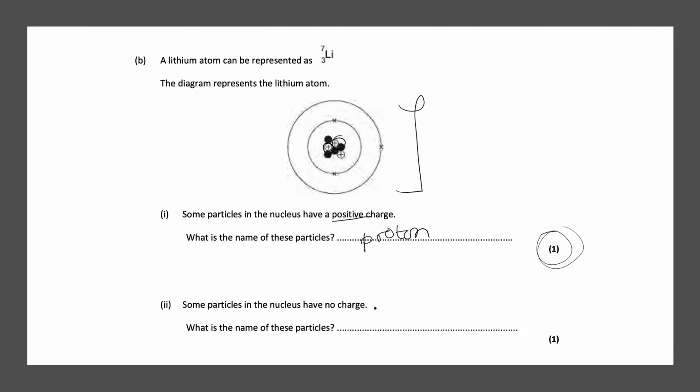and that will give us 1 mark. Some particles in the nucleus have no charge. What is the name of these particles? So whenever particles have no charge, they're neutral, so we know the answer is going to be the neutron, and that will get us another mark.